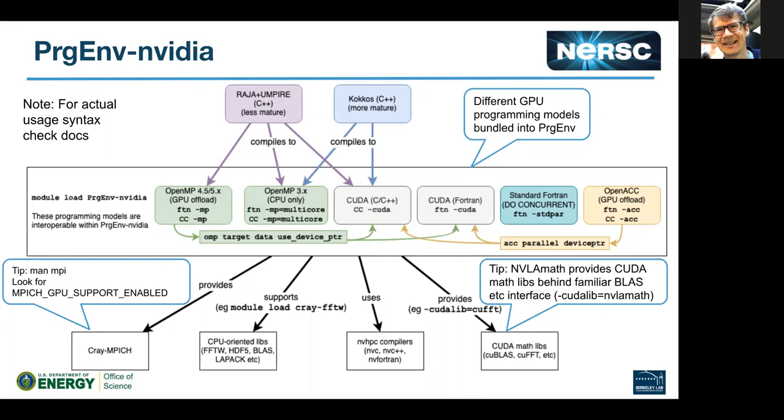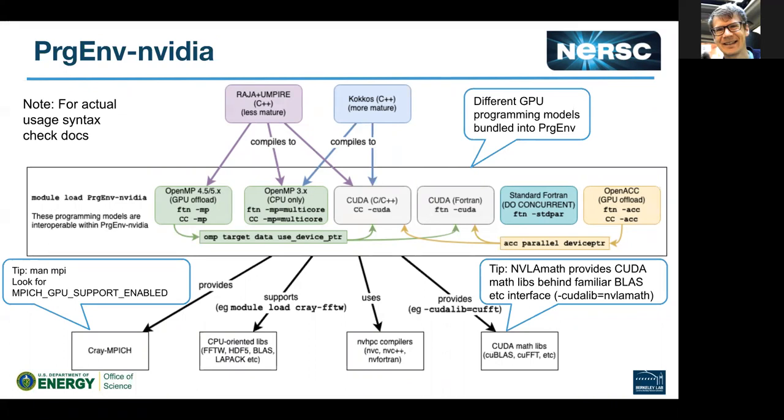So for instance, there are pragmas for OpenMP and OpenACC that allow you to map data to something that's in the GPU memory with CUDA. Cray MPICH also has a degree of GPU support, which really comes down to being able to send things from a GPU, a buffer that's in GPU memory rather than in regular CPU RAM.